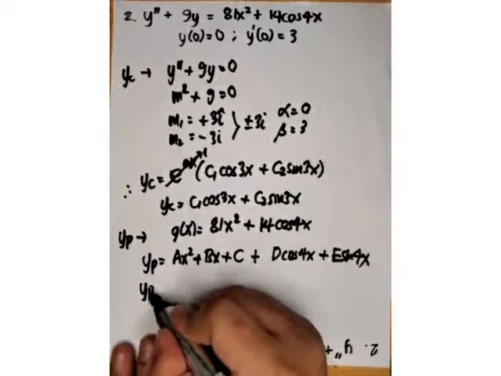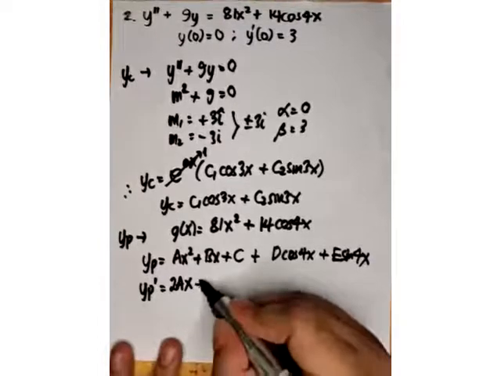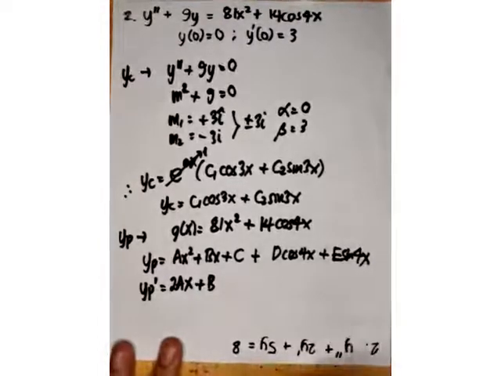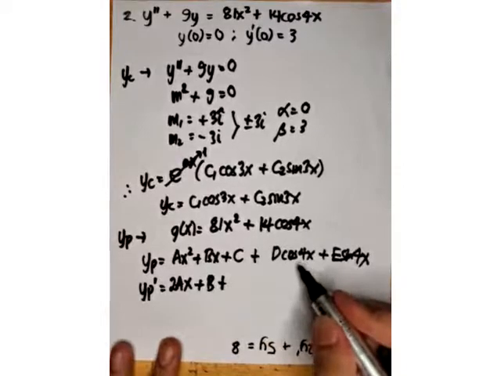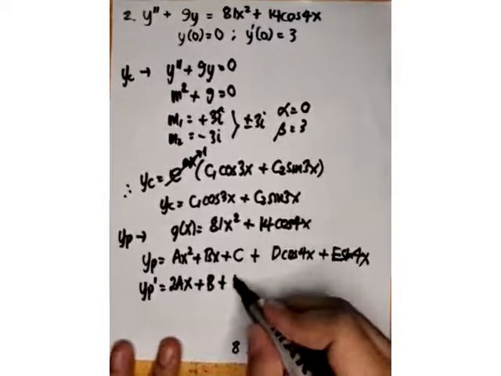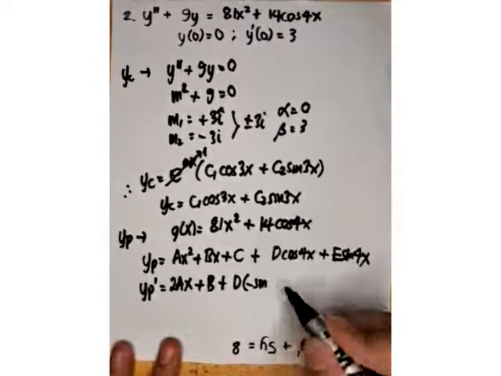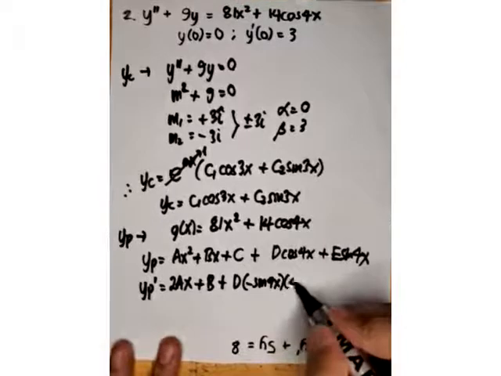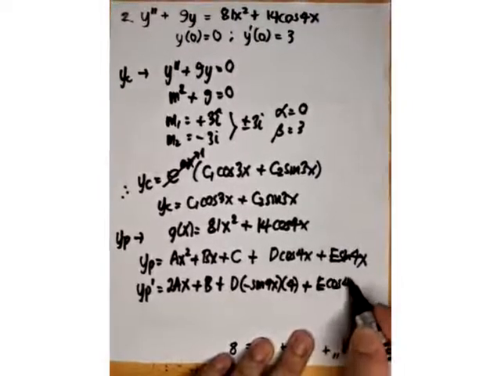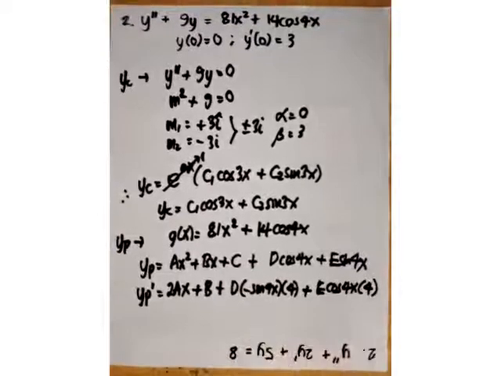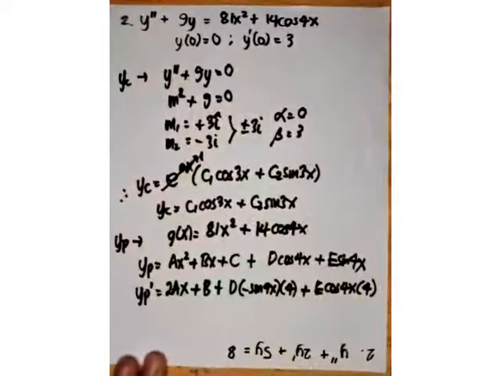So, unahin na natin. y sub p prime is equal to 2ax plus b. Okay, so this is 0. Plus derivative nito. So, that's d negative sine 4x times 4 plus e cosine 4x times 4. Ayan. Kahit hindi na natin ayusin, hindi naman natin kailangan yung y prime.